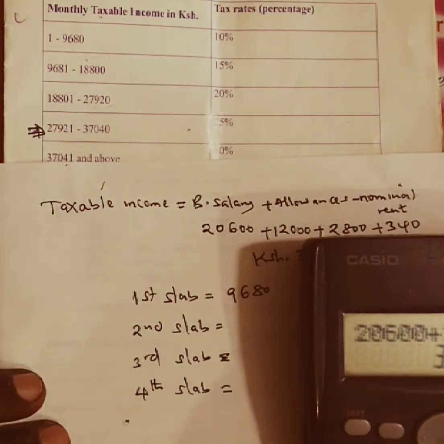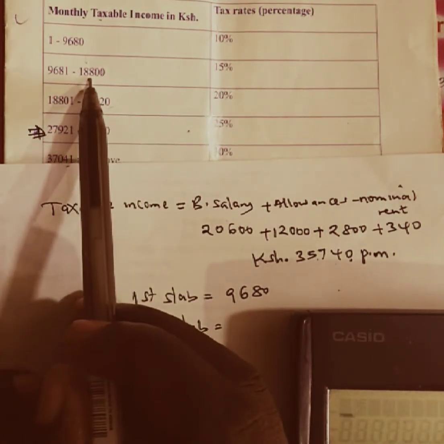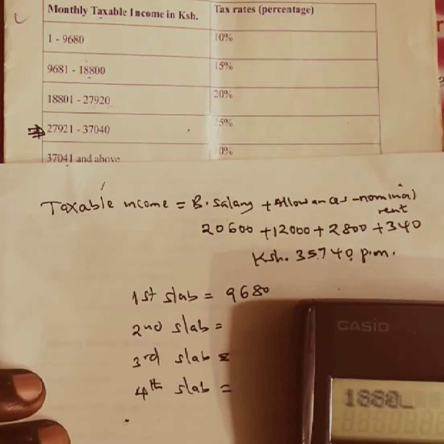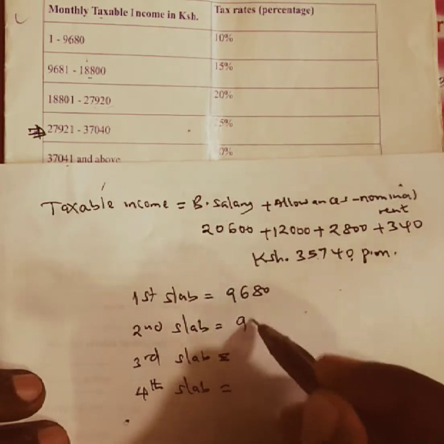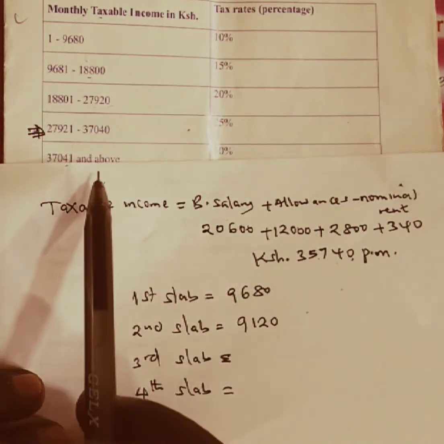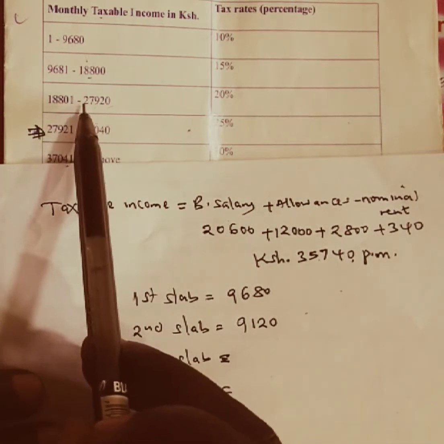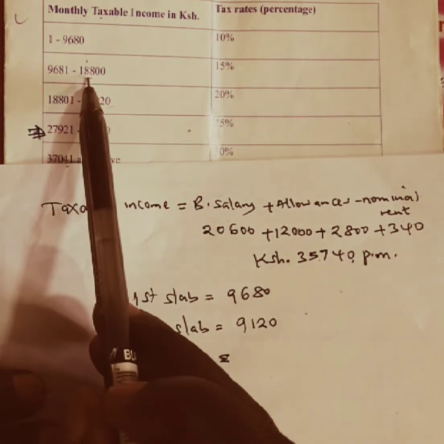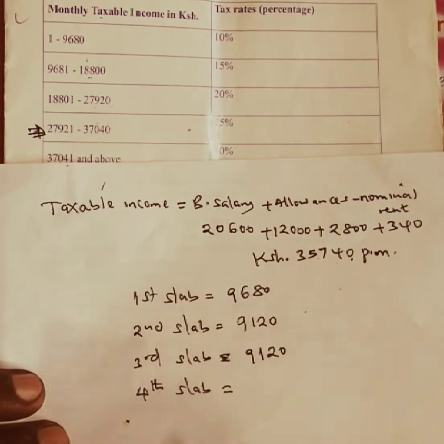That is the amount that we are going to tax in the second bracket. And to know the amount we are going to tax in the second bracket, we take the maximum in the second, we minus maximum in the first, and in this case we take 18,800 minus 9680, and this gives us 9120. Then in the third bracket, to know the amount we are going to tax in the third bracket, we take maximum, which is 27,920 minus 18,800, and this one is going to give us 9120.